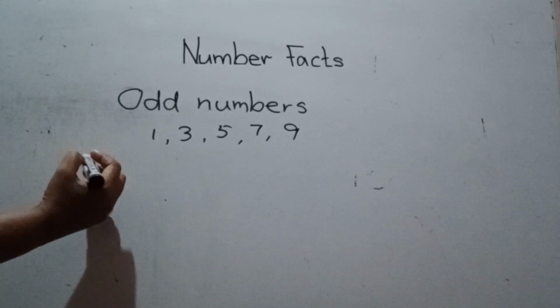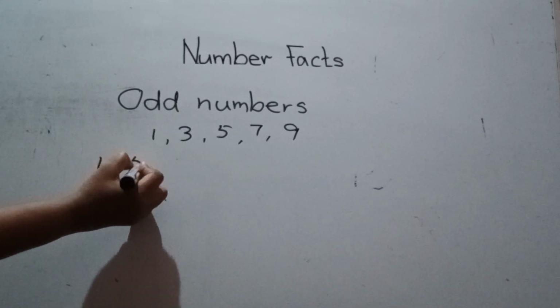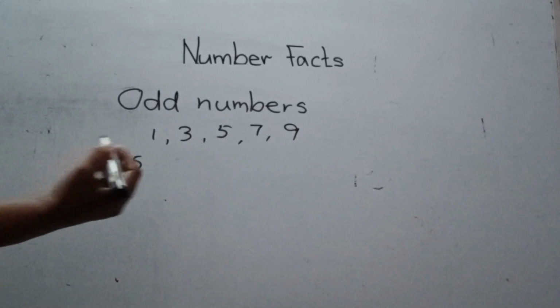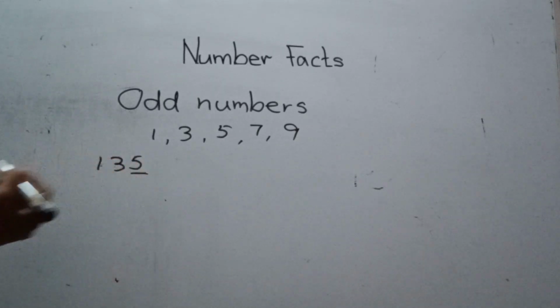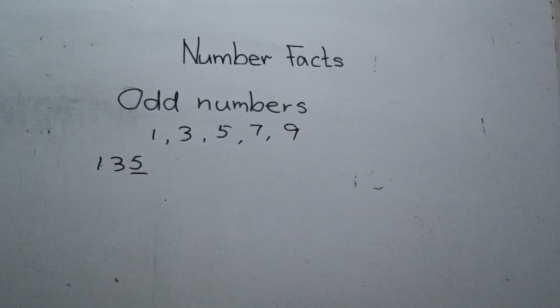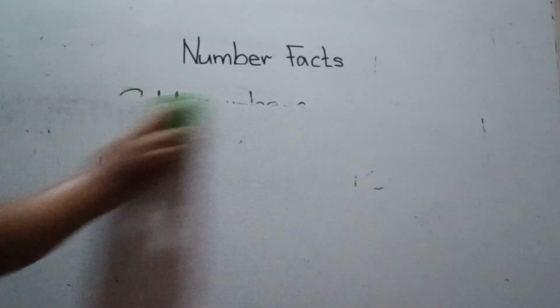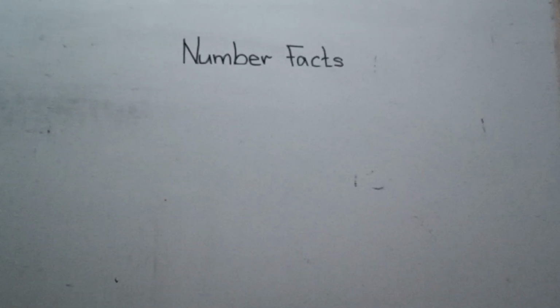Right? We take 135. We have to consider the last digit. The last digit is 5, so it's an odd number. Right. Next, we'll discuss integers.